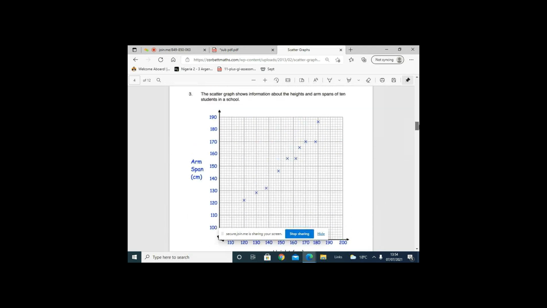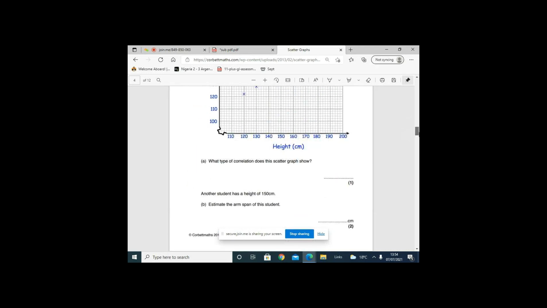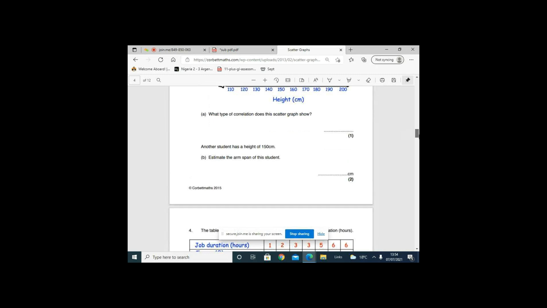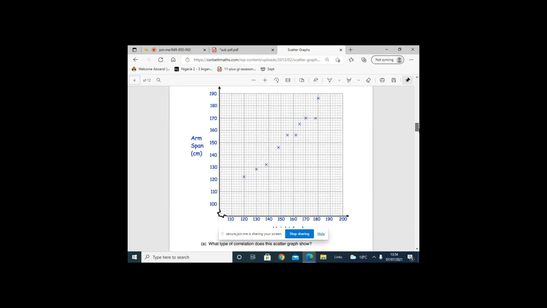So look at this question 2. A scatter graph shows information about the height and arm span of 10 students in a school. So they ask you to find what type of correlation this is. That's going to be positive. Another student has a height of 150. Estimate the arm span. So I want you to answer this question.